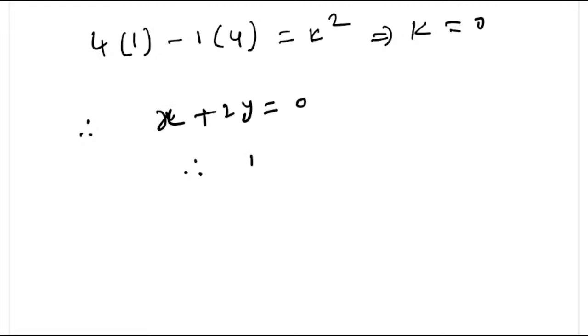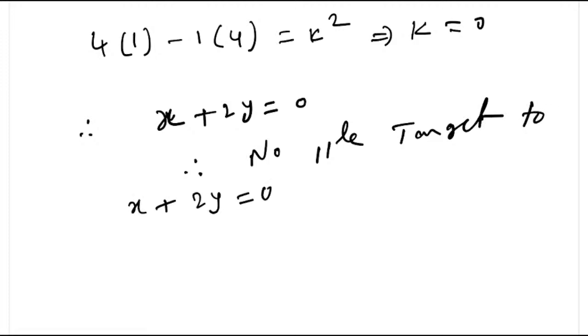Therefore what can you mention? No parallel tangent to x plus 2y equal to 0. You will get the same line, so there is no parallel line. Clear, my dear? Now what is the perpendicular line?